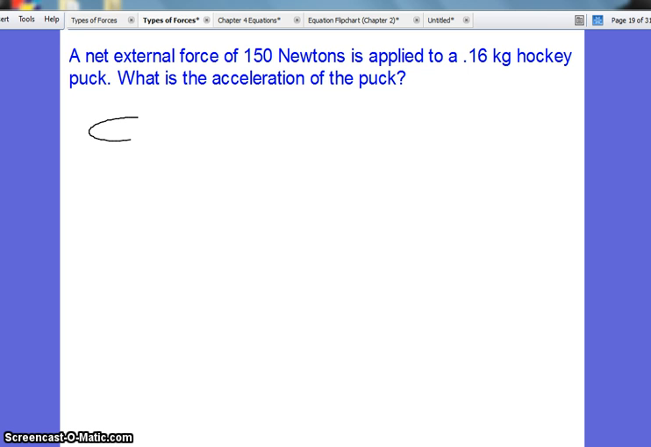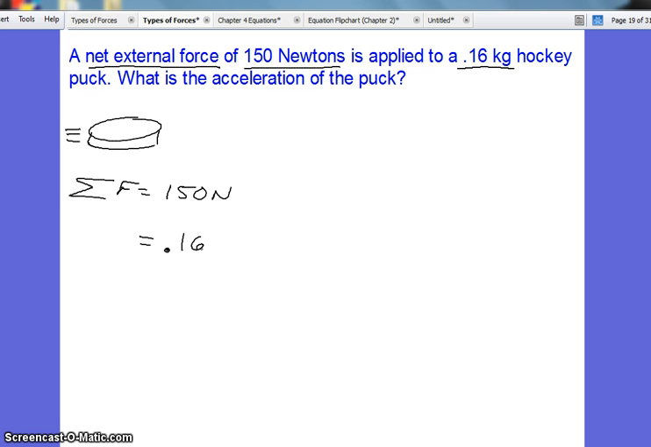So we first can draw a diagram. Here's our hockey puck, and it's just hit and moving to one side. And so we have the net external force is 150 newtons. So that means sigma F is equal to 150 newtons. And it says a 0.16 kilogram hockey puck. So whenever something is in kilograms, that is talking about its mass. And we want to know what is the acceleration, so we're looking for A.